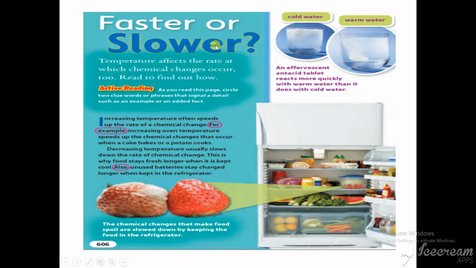faster or slower. Here I'll talk about what will happen when I increase or decrease the temperature. Temperature affects the rate at which chemical reactions occur too. For example, when you're heating and cooking a carrot, it will be cooked faster. If you are heating at a very, very low flame, of course the reaction will be slow. Yes, it will cook, but it will take time, depending upon the flame. It will not be faster.